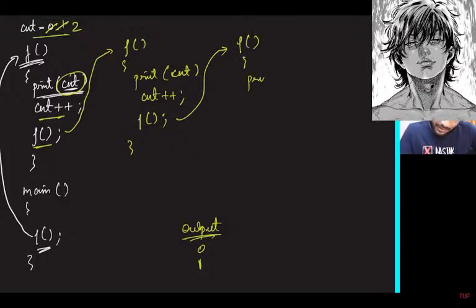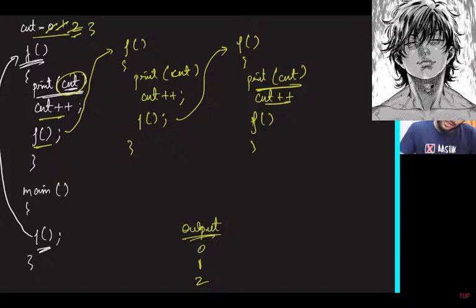And you'll be doing print count, counter plus plus again, and again f. So you keep on doing, and again print of count will print the next 2. Counter plus plus will make it 3. And again this will call. This will keep on going. Now you need to stop it somewhere. So the condition that you use to stop it is known as the base condition.